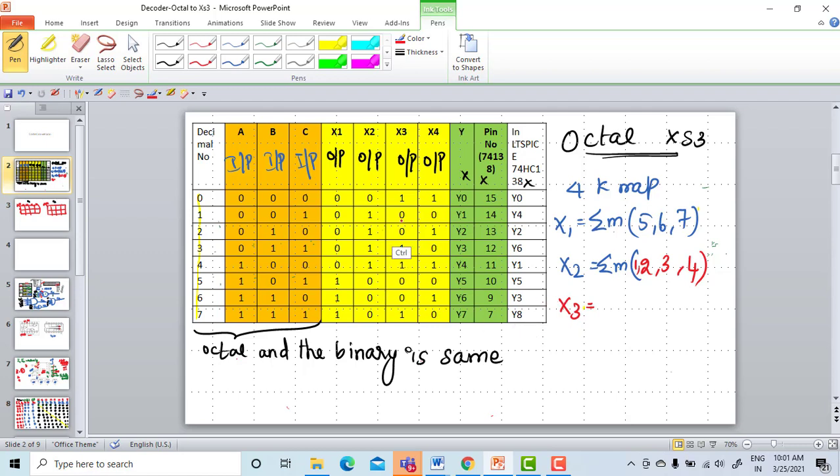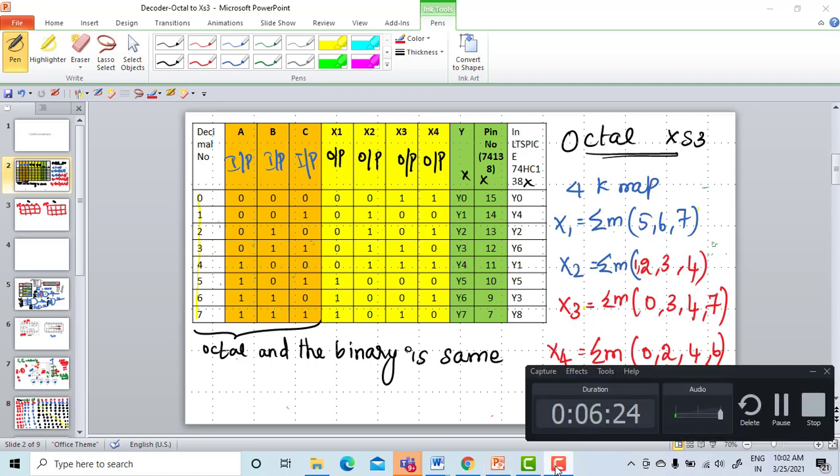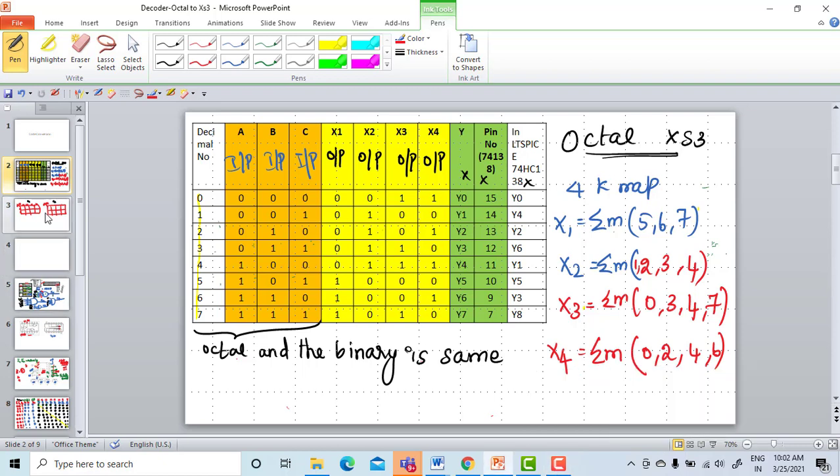And come here. So here you have 0, 3, 4 and then 7. Okay, and then go ahead with x4. Sum of min terms 0, 2, 4 and 6. Okay, 4 and 6. Am I right? So now let me fill this truth table.